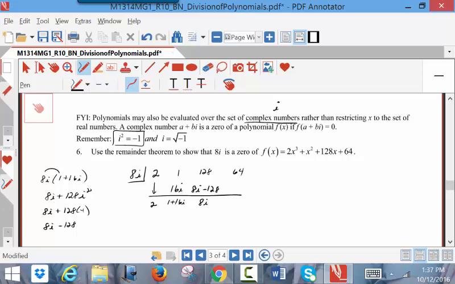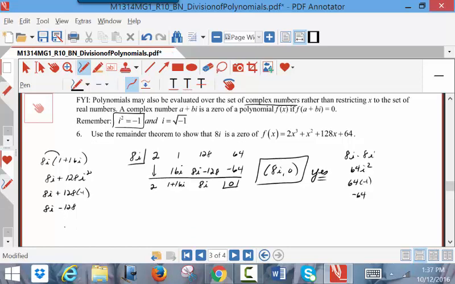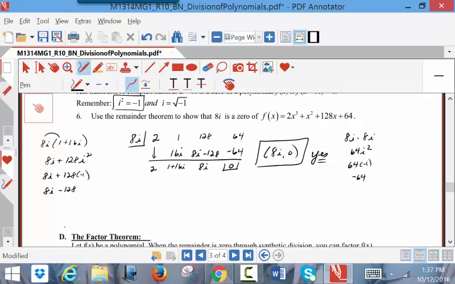Okay, then 8i times 8i is what? 64i squared, but i squared is negative 1, right? So it's a negative 64. Now, isn't that convenient? Because that gives me the remainder of 0. So this is the ordered pair, 8i comma 0. Is this a 0 of that polynomial? Yes. So, they're just trying to give you some algebra, some cool numbers to work with.